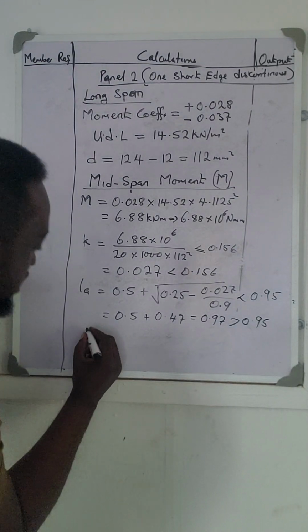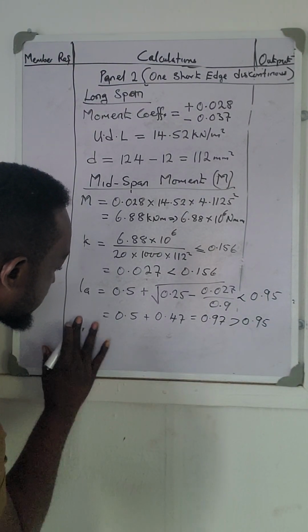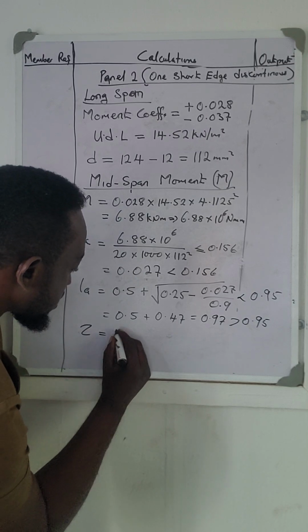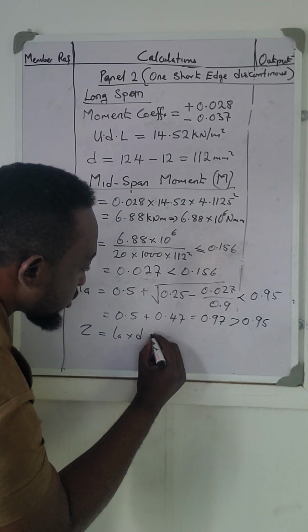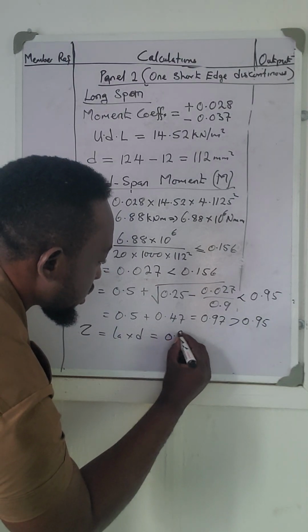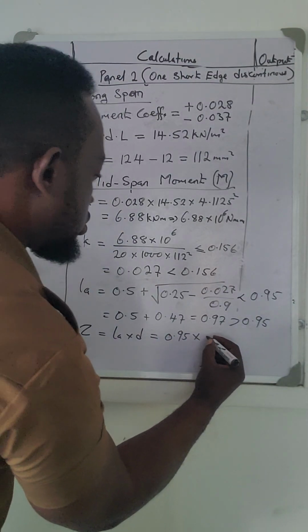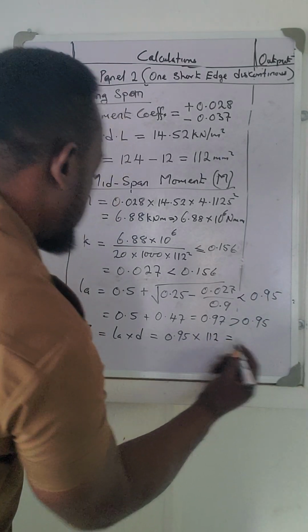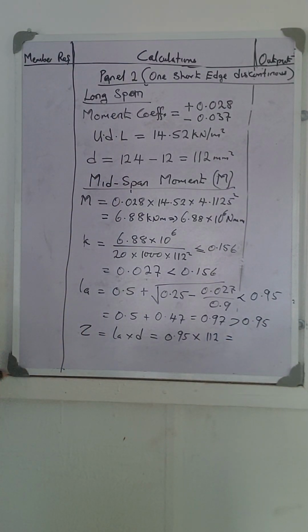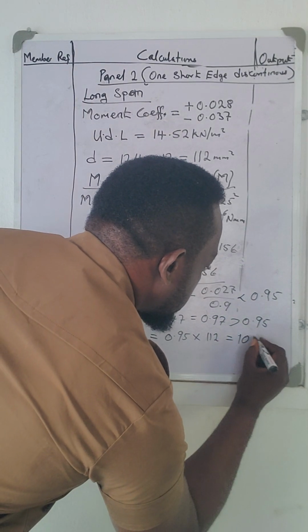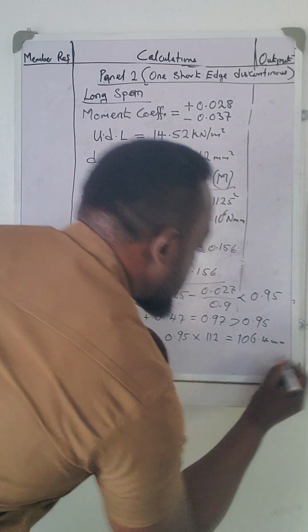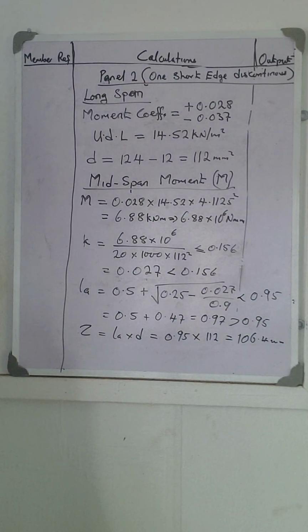Now the next step is to calculate for Z. Z is equal to LA multiplied by D, which is equal to 0.95 multiplied by 112. This one will give me 106.4 millimeters. All right. What's the next step?